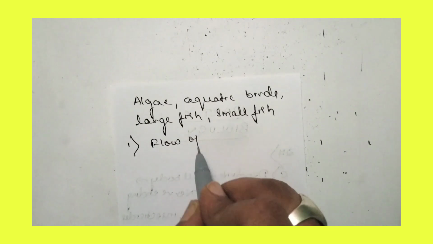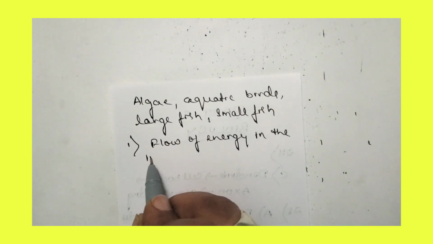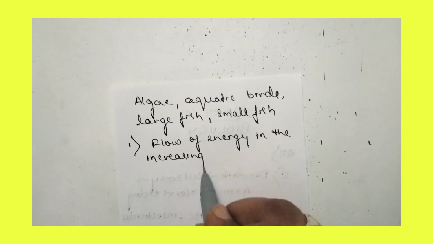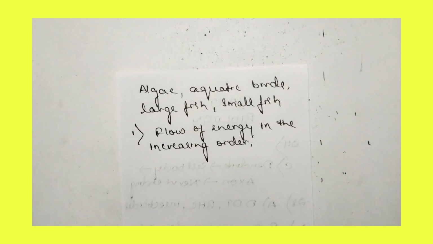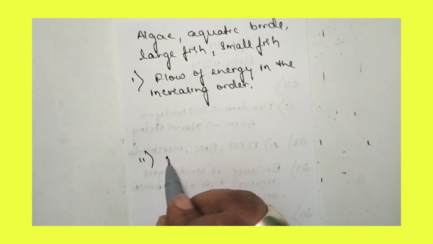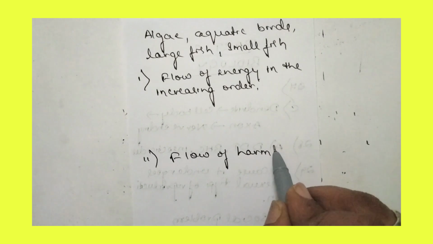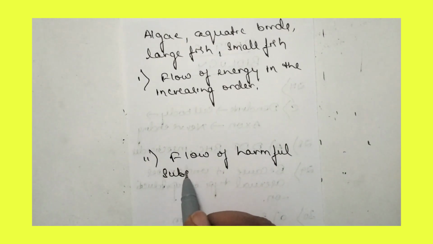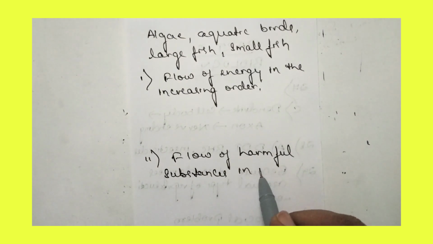Flow of energy in increasing order. The second one: flow of harmful substances in increasing order.